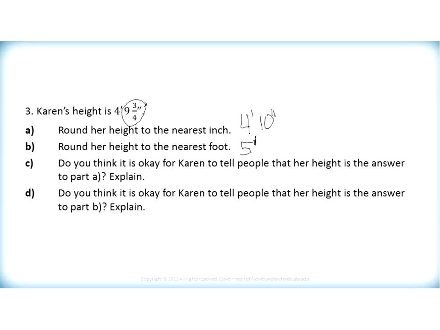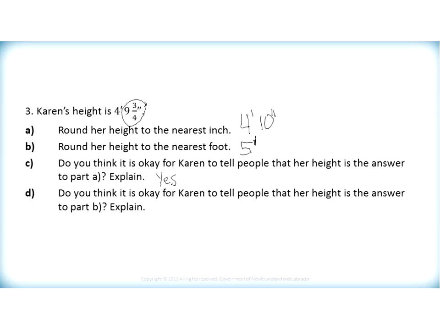Okay, question C asks, do you think it's okay for Karen to tell people that her height is the answer in part A? Explain. Now Karen's height is 4 feet 9 3/4 inches. Normally, people wouldn't measure that precisely when they're dealing with their height. They would probably round to the nearest inch. So yes, 4 feet 10 inches would be an acceptable answer, because that is commonly done. It's commonly done that people would round to the nearest inch.